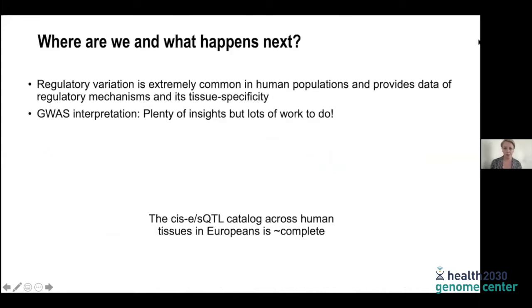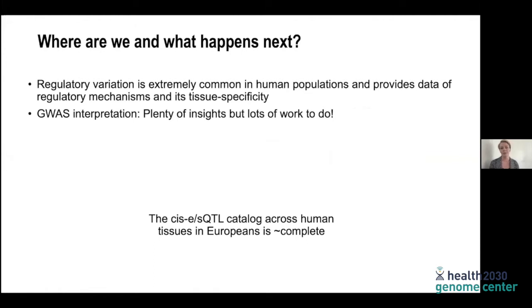But to very briefly summarize where we are and what happens next, in the post-GTEx world for us, thinking about functional genetic variants: us and many others over the years have shown that regulatory variation is extremely common in human populations.